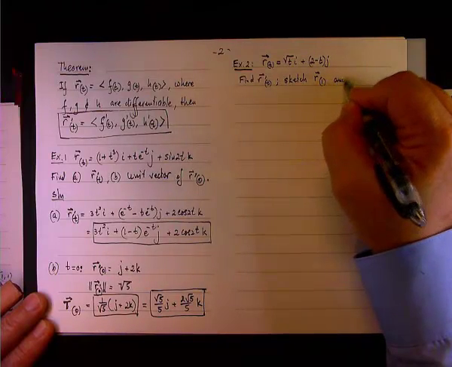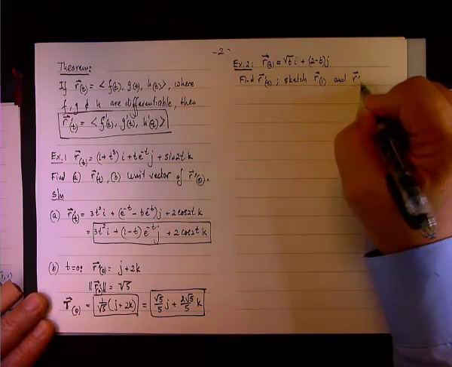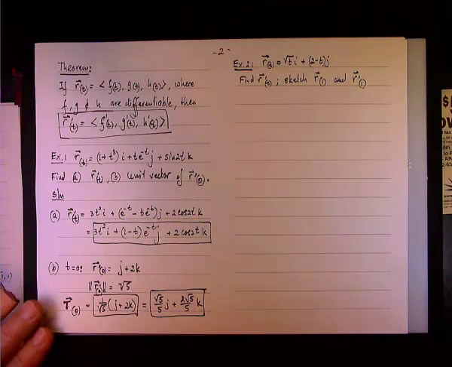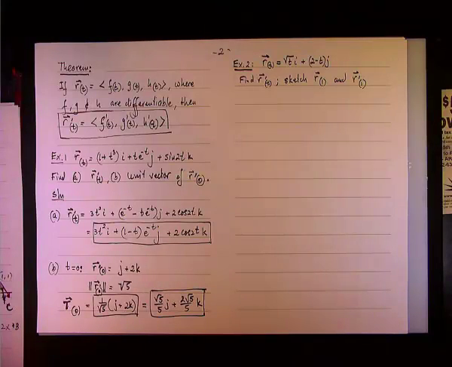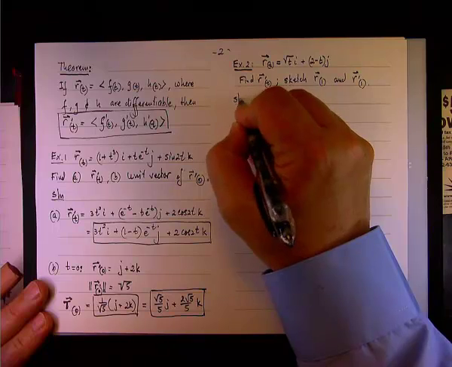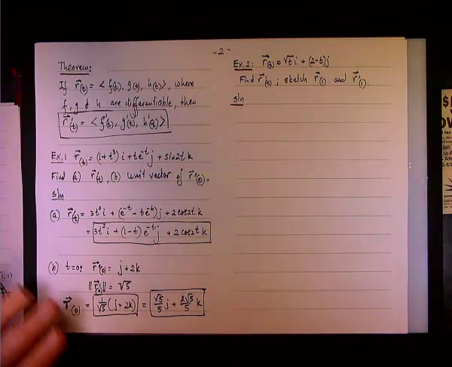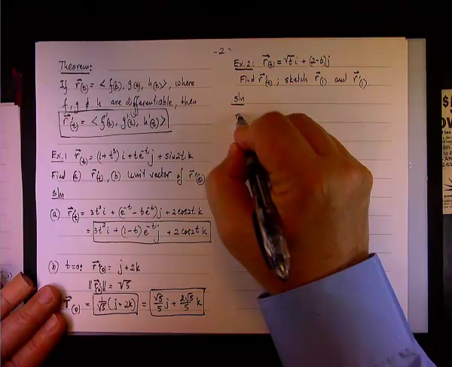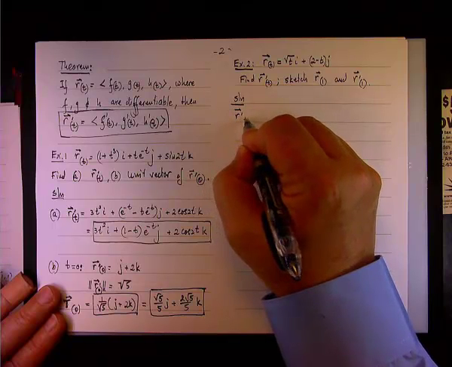r at t equals 1 and r prime at t equals 1. In this one I want to show you how to do it on the graph program. Okay, the solution goes like this.